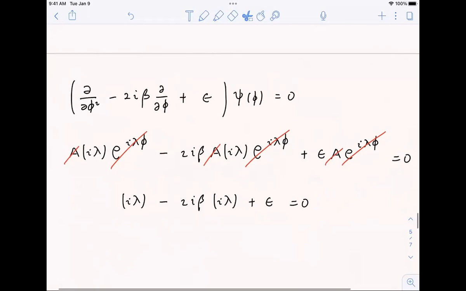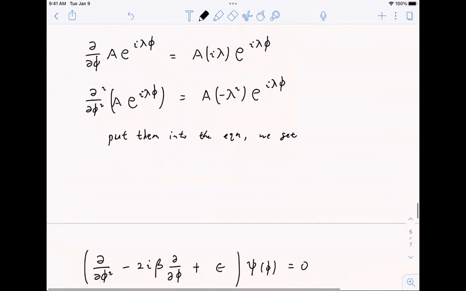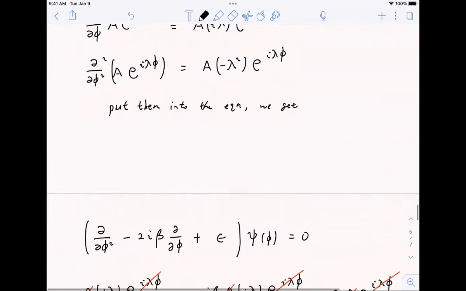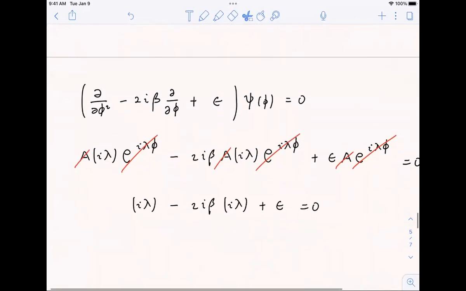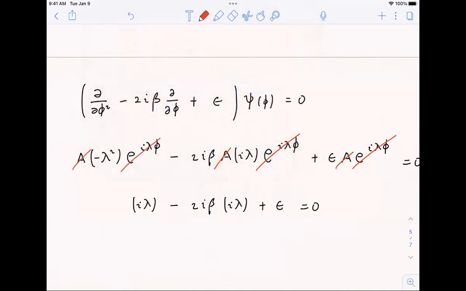Did I make a mistake? Oh, I made a mistake. It's this one. I had made a wrong copy. This is the copy. This is the one. Okay. So this is.